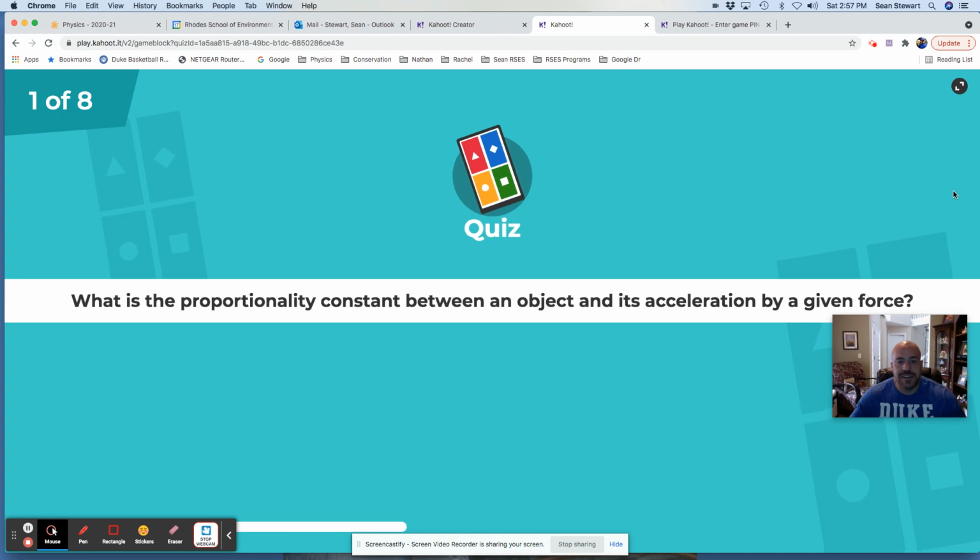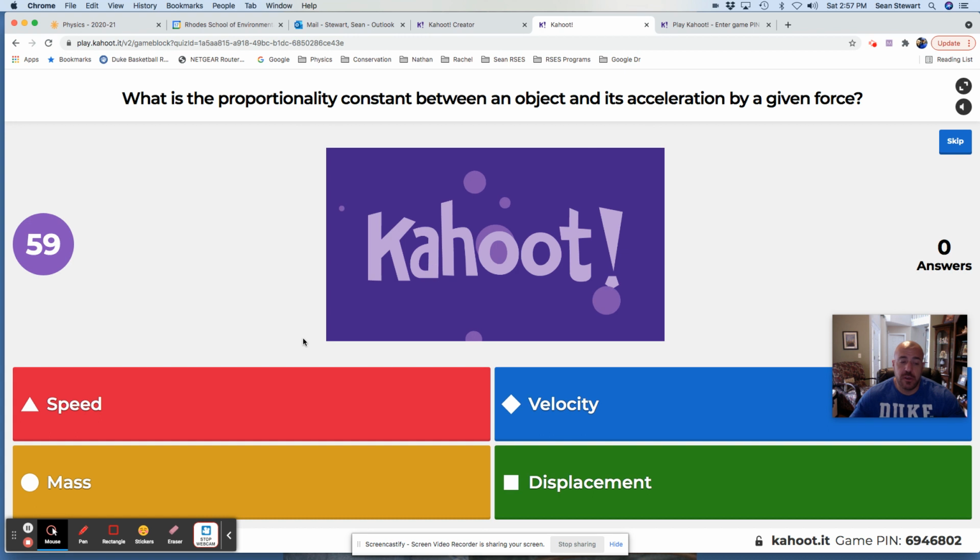What is the proportionality constant between an object and its acceleration by a given force? Actually, this should be in the next objective, so this will not be on your quiz. It's yellow, mass, but don't worry, this one is misplaced.